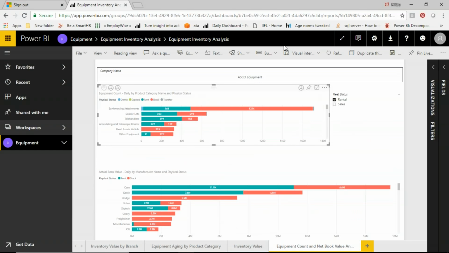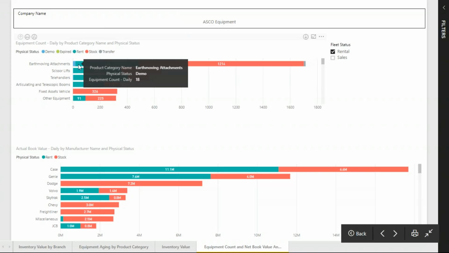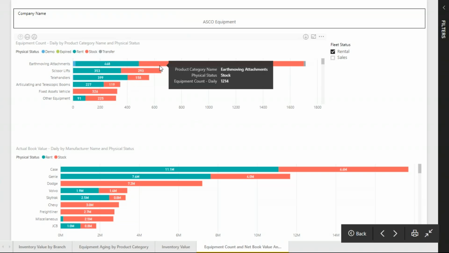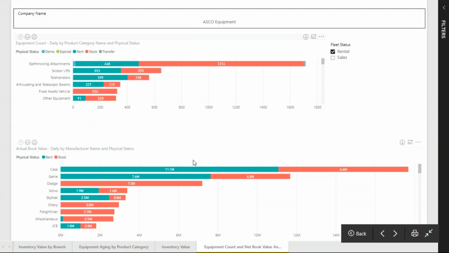And then there's this one, couple of different ways to look at that. Everything that you have in your rental fleet, how many machines do you have in demo, how many is out on rent, how many are in your yard sitting as stock, for different categories again. And here are the same distribution by different manufacturer. And then you could, if you like, look at it as a percentage stack and see what percentage of your inventory is actually sitting in your yard.